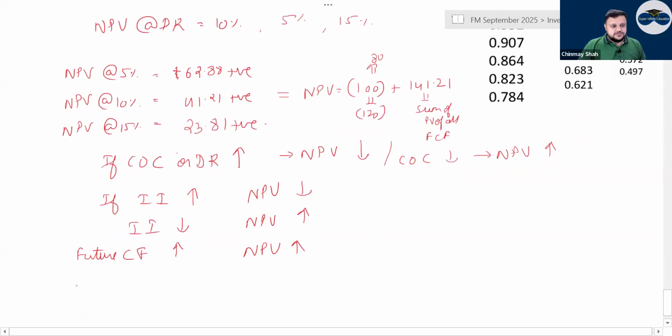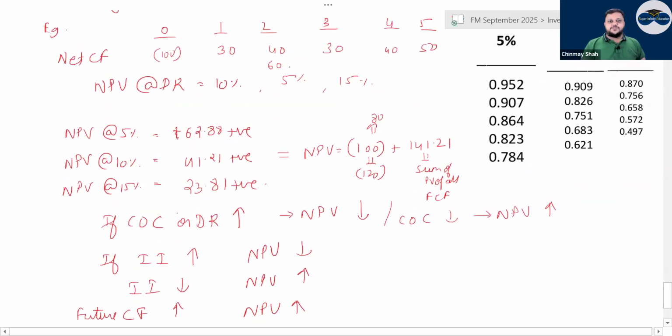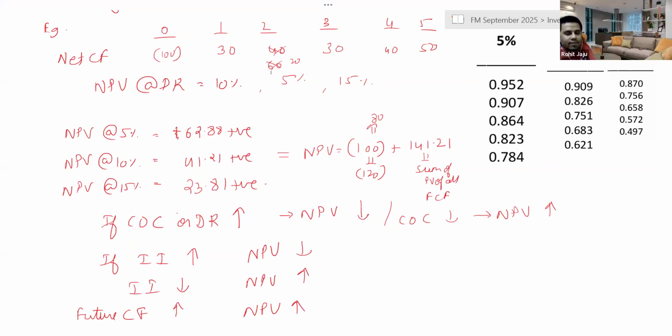Right? But if future cash flows go down, what will happen to NPV? They will also go down. Fall. Correct? That means instead of 40, if I do 20 here, what will happen to the future cash flows? Go down. Good. Full analysis, and don't be surprised, a theory MCQ of this sort comes in the exam.